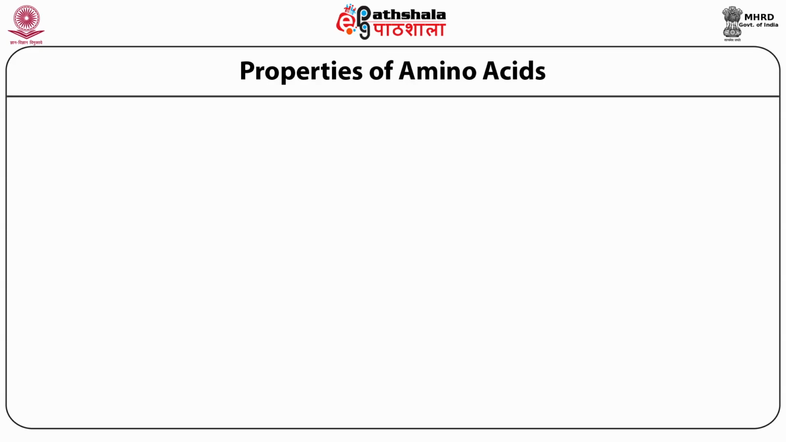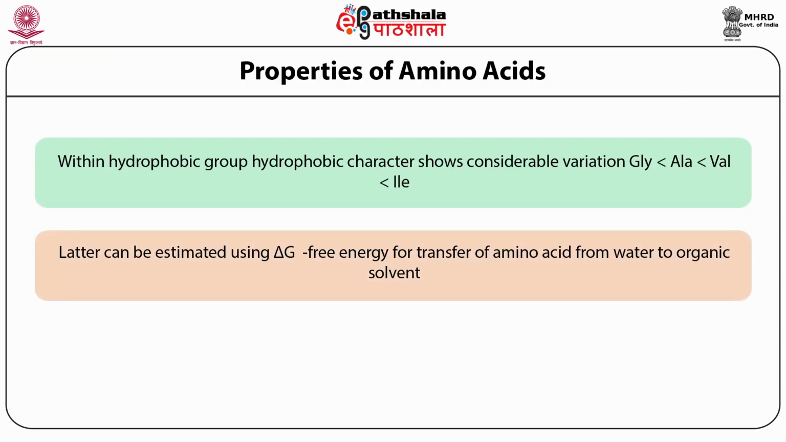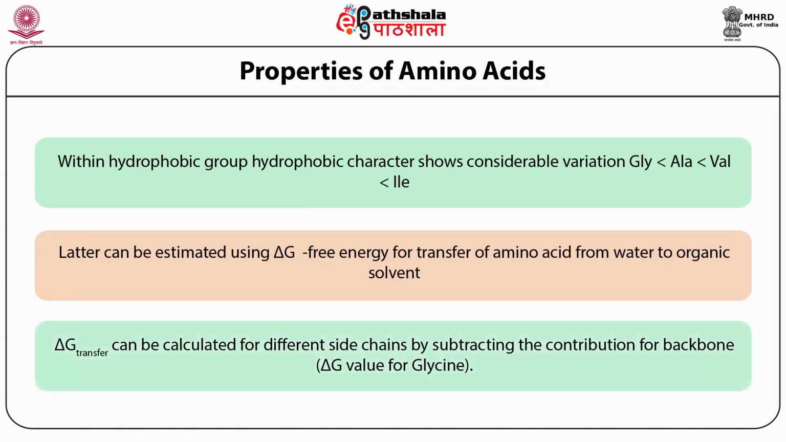Properties of amino acids. Within hydrophobic group, hydrophobic character shows considerable variation. For example, glycine is less hydrophobic compared to alanine, and alanine less hydrophobic compared to valine, and valine compared to isoleucine. One can estimate the hydrophobicity of an amino acid using delta G, free energy for transfer of amino acid from water to organic solvent. It is called delta G transfer.